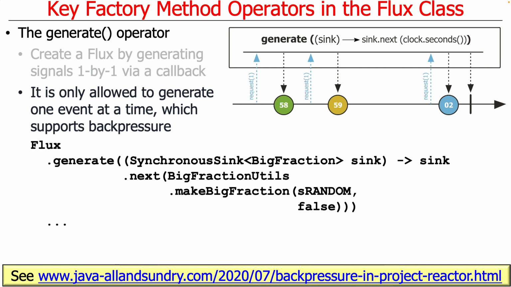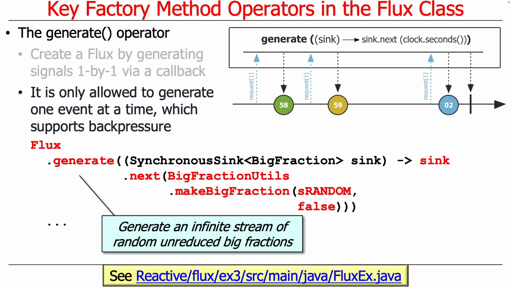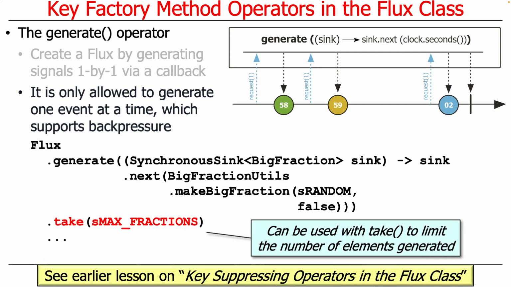Now, what's interesting about generate is it only generates one event at a time, which does sort of support back pressure, kind of, in a very limited way, because it's one at a time. So what this will do is it'll generate an infinite stream of random unreduced big fraction objects. You can see here that we say sink.next, because that's the synchronous sink, that's the parameter here. And we're going to generate a random big fraction that's not reduced. And that'll just go on forever. We never stop doing that.